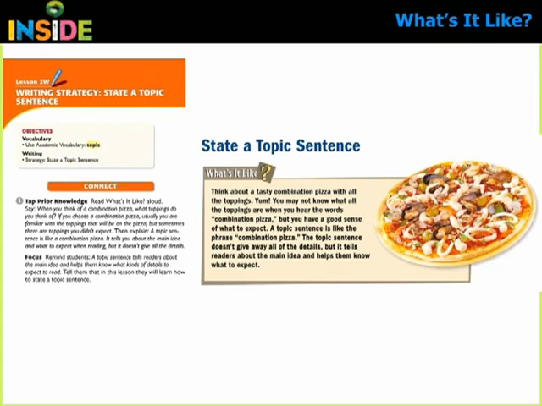In our example, the next step is to connect students to the writing strategy through What It's Like. Take a moment to read this sample.